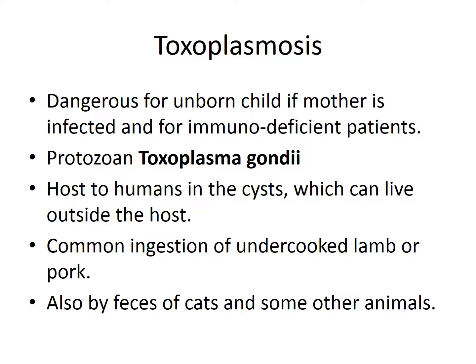And another thing is that it can be severely deformed. It is a protozoid that is the Toxoplasma gondii. Host to human comes again in cysts which live outside the host, and its common ingestion is undercooked lamb or pork. It also is common in the feces of cats and other animals.